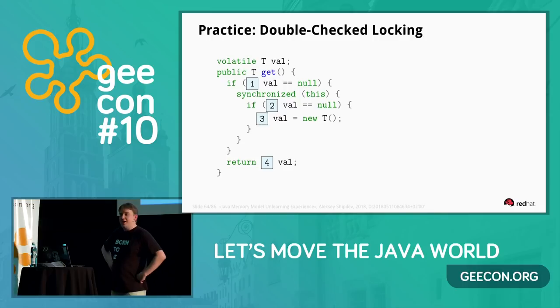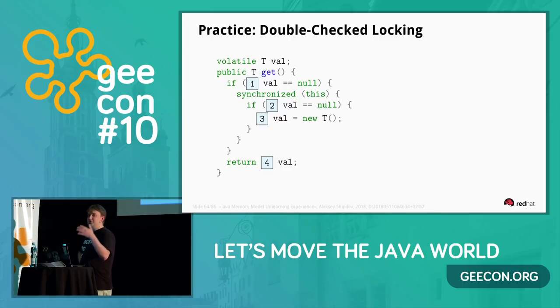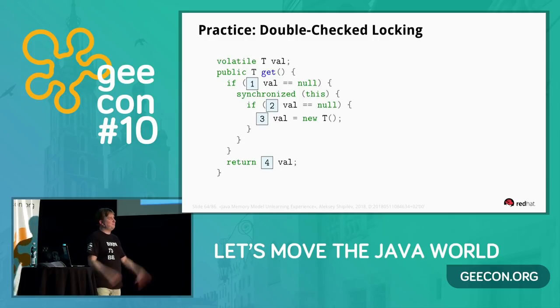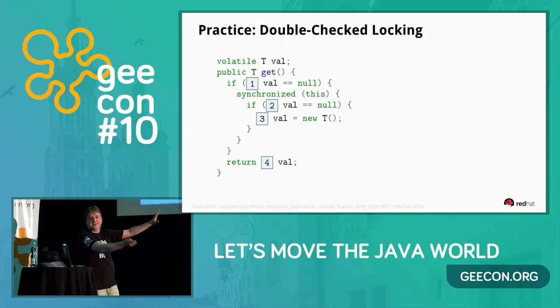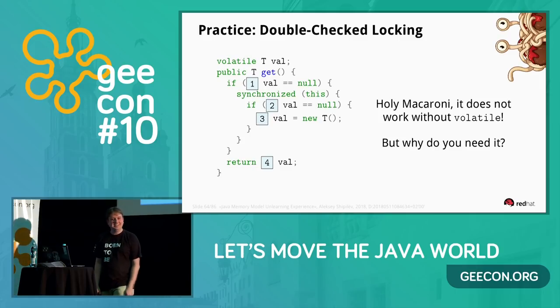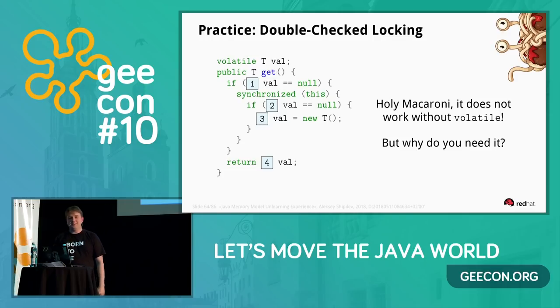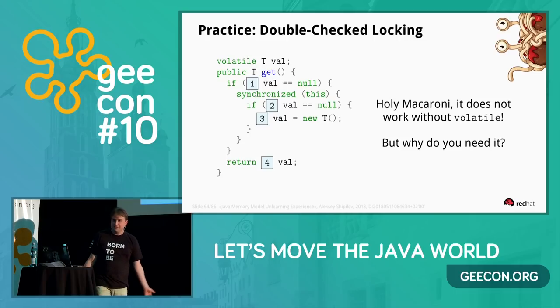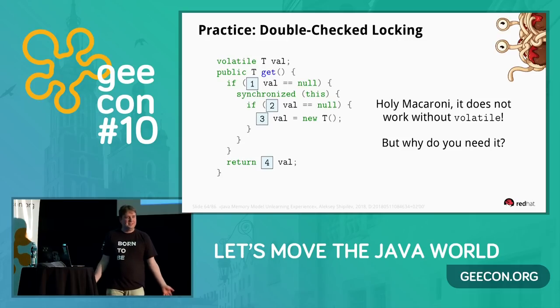If you show this example to the people who go on interviews, they will just pattern match it and say, hey, but this is double-checked locking. It doesn't work without volatile, so you have to do volatile there. But if you ask them, why do you need volatile there, they will say, well, because double-checked locking does not work without volatile. Duh, obviously.